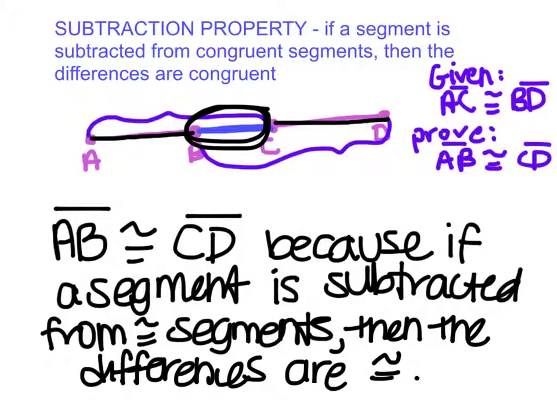What you want to notice is that this is different from the addition property, because in this case we have longer segments being congruent, and we are taking out or removing or subtracting a part of those segments to result in smaller segments being congruent.